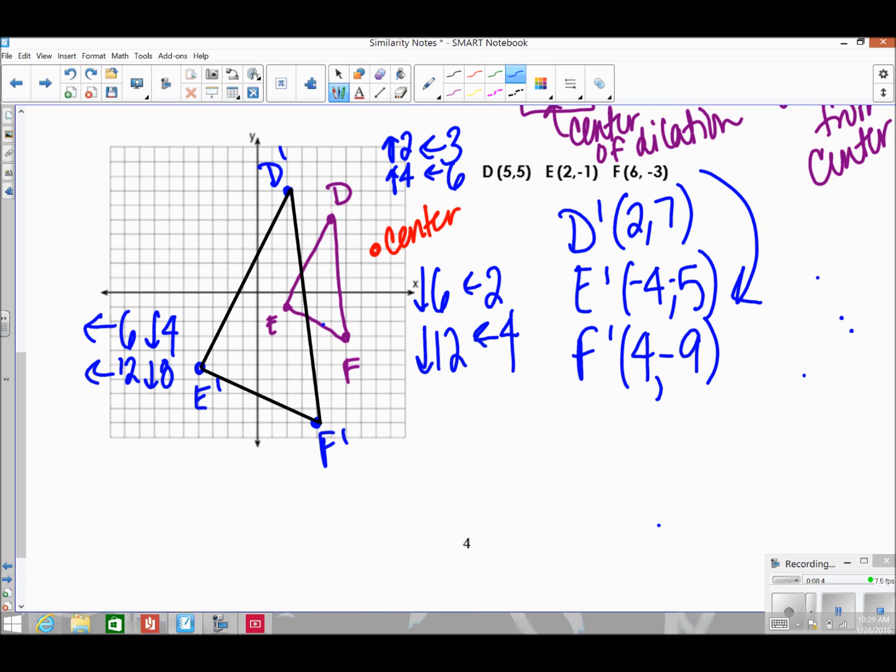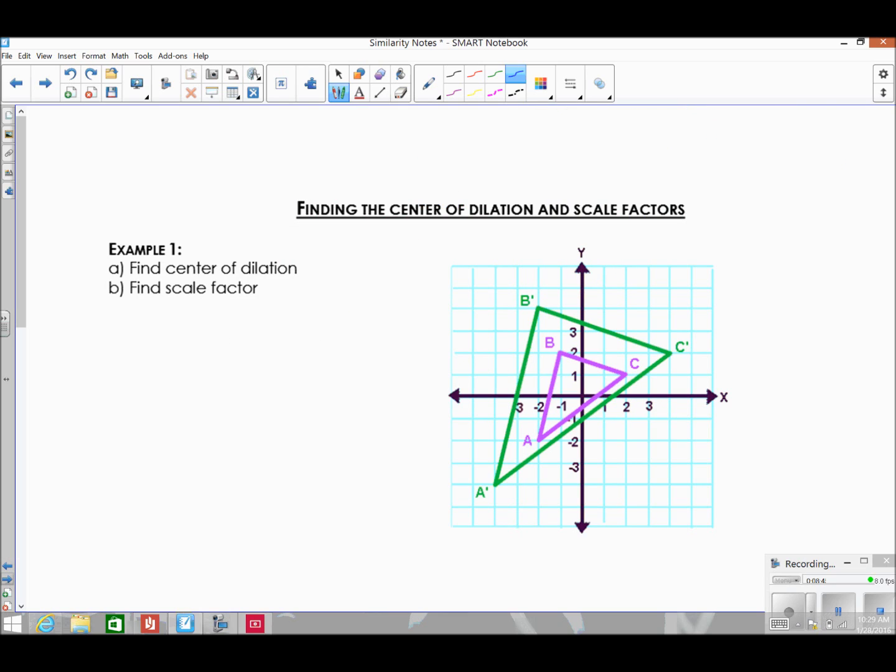So just remember that. And then the very last thing we're going to look at is on the next page. Now they're giving you this information and they want you to find, after this dilation, the center of dilation and the scale factor. In order to find the center of dilation, remember that property from a few pages back that says that the pre-image, image, and the center of dilation are all collinear.